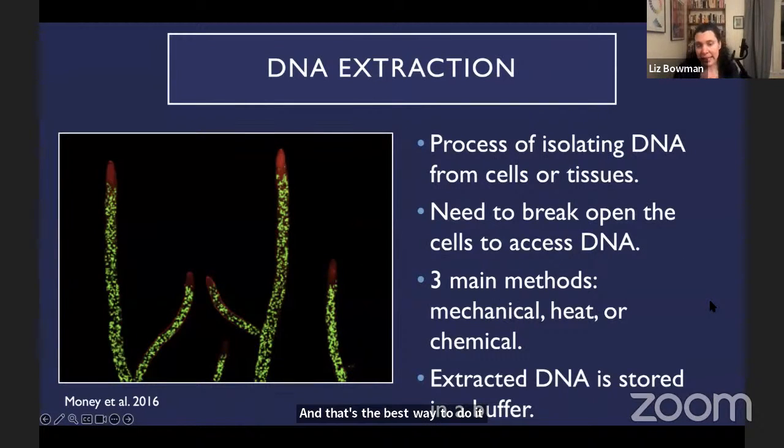And then the extracted DNA is stored in a buffer, which keeps the DNA stable. Double-stranded DNA is pretty stable. It's unlikely to break down if you leave it out at room temperature. I've done that before in grad school, left DNA out overnight, and it was totally fine. RNA, though, which is single-stranded, so instead of having the double helix, you just have one side, is less stable. So DNA is pretty stable. Working with it is much easier than working with RNA.